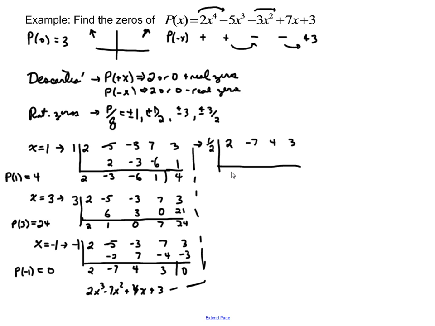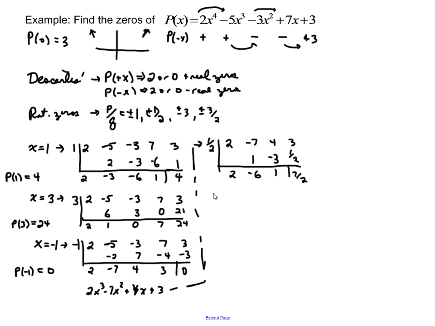Let's see, if I bring down the 2, multiply by 1/2, that gives me 1. Add going down the column, that gives me -6. -6 times 1/2 gives me -3. Add down the column, that gives me 1. 1 times 1/2 is 1/2. Not much help, but 3 plus 1/2 is 7/2 right here.